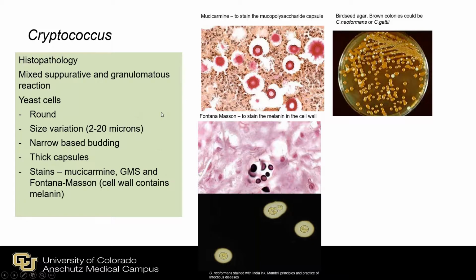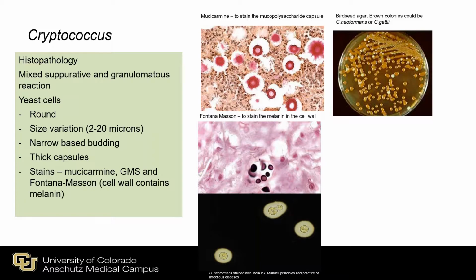Cryptococcus on histopath causes a mixed suppurative and granulomatous reaction. Again, the yeasts are really round and vary in size, and they bud, producing narrow-based budding. And the capsule is really one of the classical things that we look for in Cryptococcus. They have thick mucopolysaccharide capsules, which are stained by mucicarmine stain, as you can see here. And this is the classic India ink stain, in which you can see the capsule very clearly.